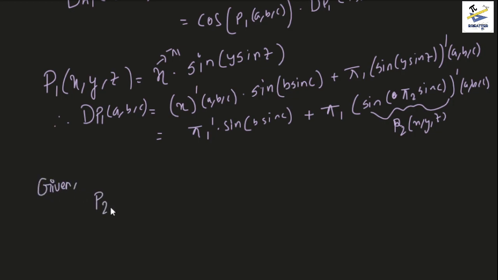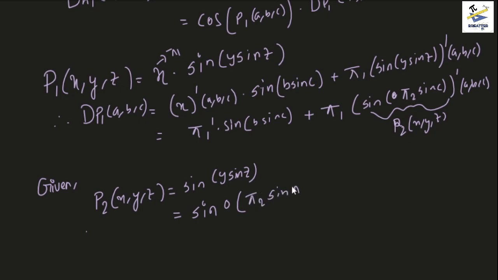Given p2 of x, y, z is sine of y sine z. Remember that we are taking three variables as input because that's what the whole function is about, and this can be written as sine's composition with pi 2 sine pi 3.